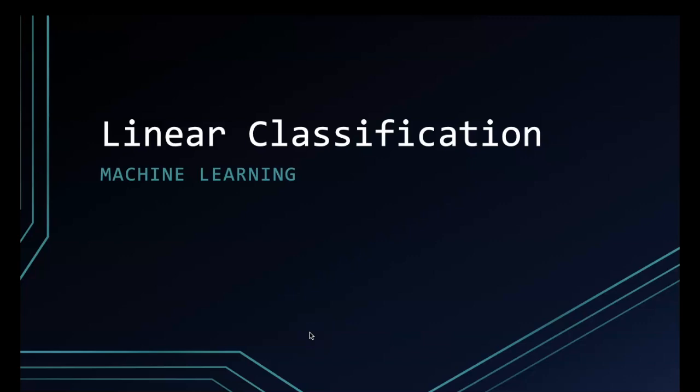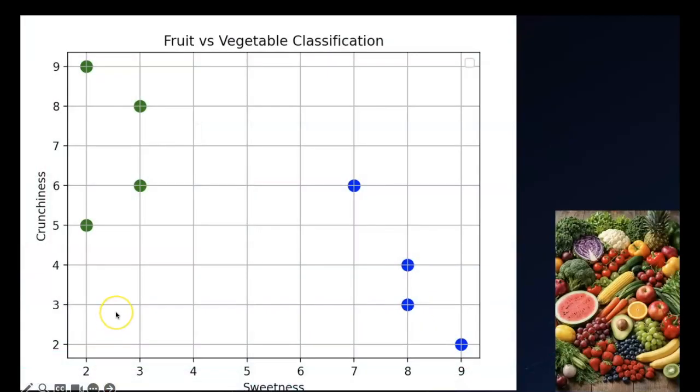Today we're going to talk about the machine learning topic of linear classification. We'll start with a little toy example where I have fruits and vegetables and I am classifying them based on are they a fruit or are they a vegetable.